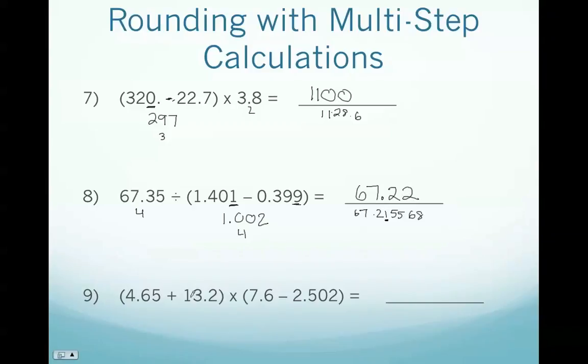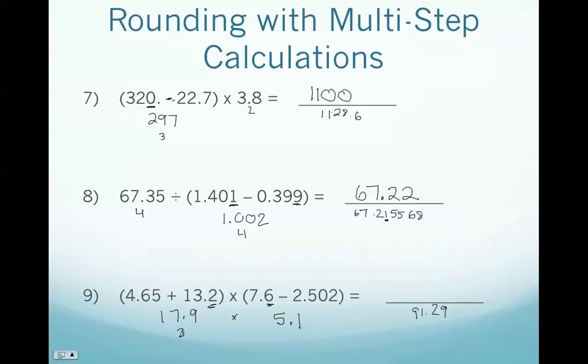And then finally for number 9, you're going to do these 2 addition and subtraction problems. So the first one, give me 1 second. You get 17.85. I only want to go to the tenths, so I'm going to do 17.9 times the answer to the subtraction. Okay, you get 5.098. You only want to go to the tenths spot, which means this will simply be 5.1.